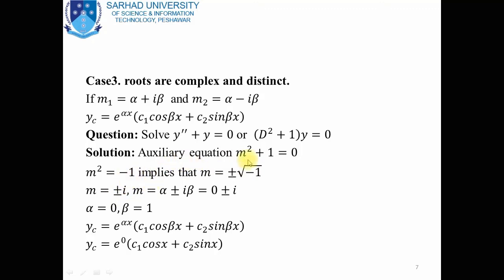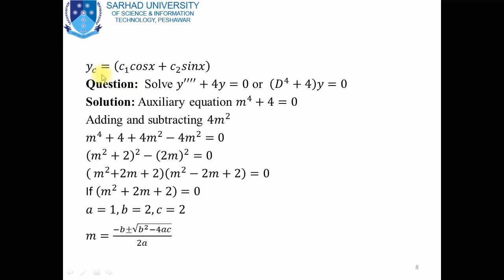So in this case the roots of this auxiliary equation are complex and different, which can be written as alpha plus minus iota beta, which is equal to 0 plus minus iota beta. The alpha value in this expression is 0 and the beta value in this expression is 1. So the complementary solution is e power alpha x into c1 cos beta x plus c2 sin beta x. Putting the values of alpha and beta, we obtain yc is equal to e power 0 into c1 cos 1x plus c2 sin 1x. And now we can write the complementary function: c1 cos x plus c2 sin x.